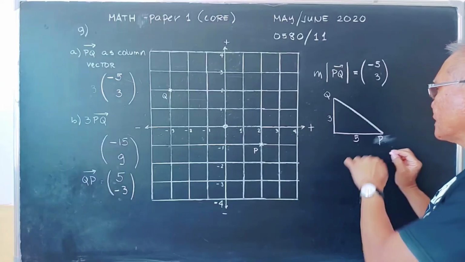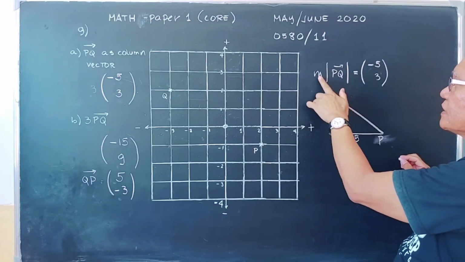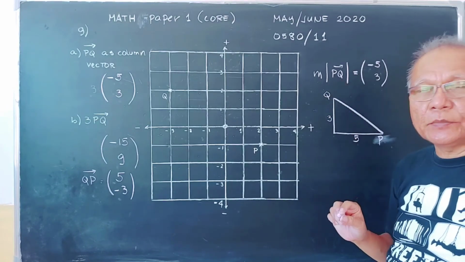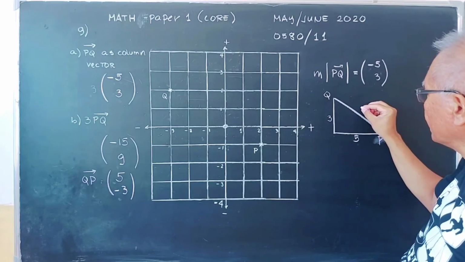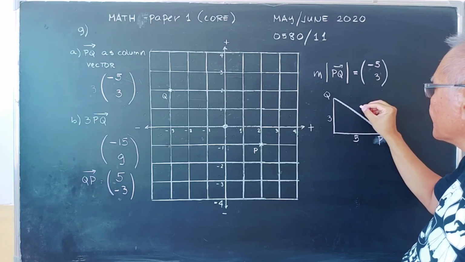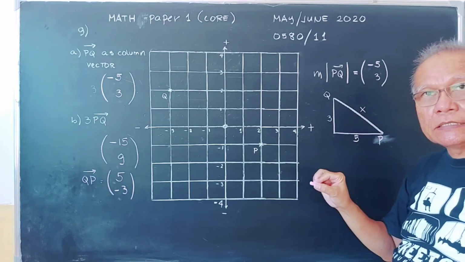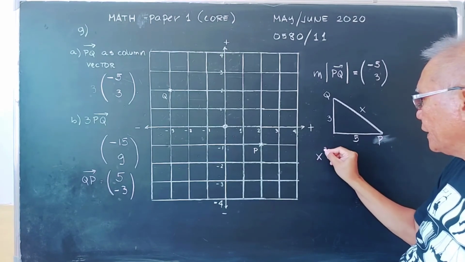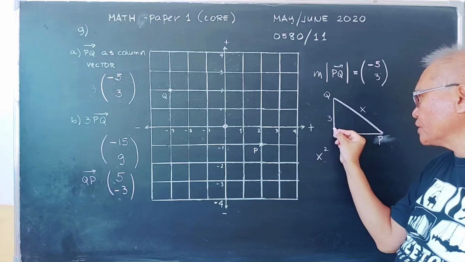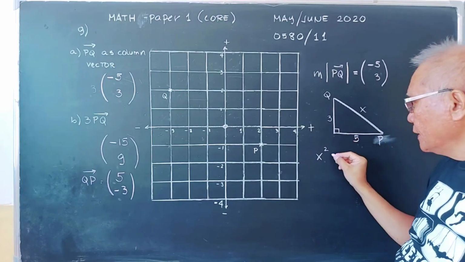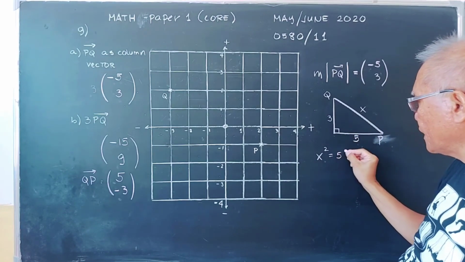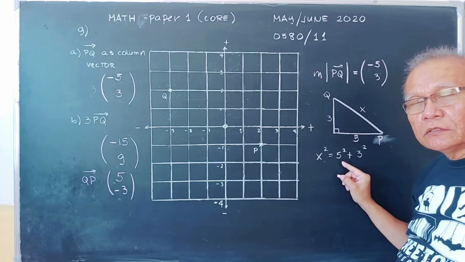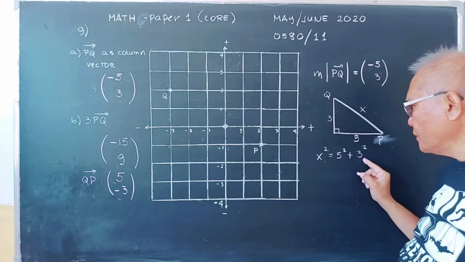So if we are going to draw that one here, we are going to find the distance PQ, that is the measure of absolute value of PQ, then we will apply Pythagorean theorem. And this one is our PQ, or let us say this one is your X. So in Pythagorean theorem, we have x squared, which is the hypotenuse, because this one is a right angle, is equal to 5 squared plus 3 squared. Or you can have the 3 squared here and the 5 squared here.